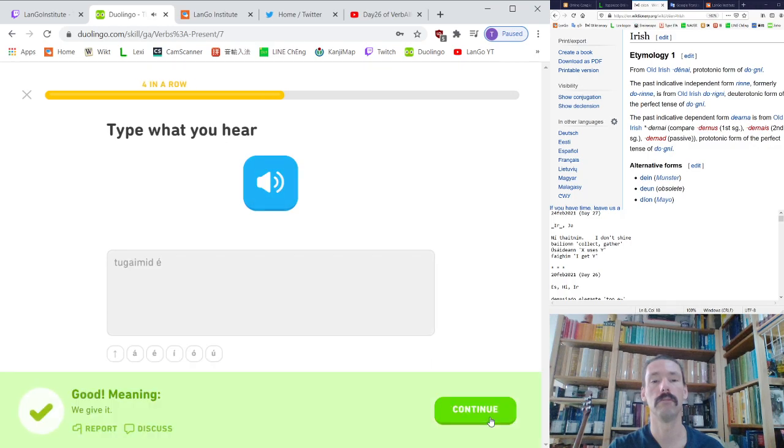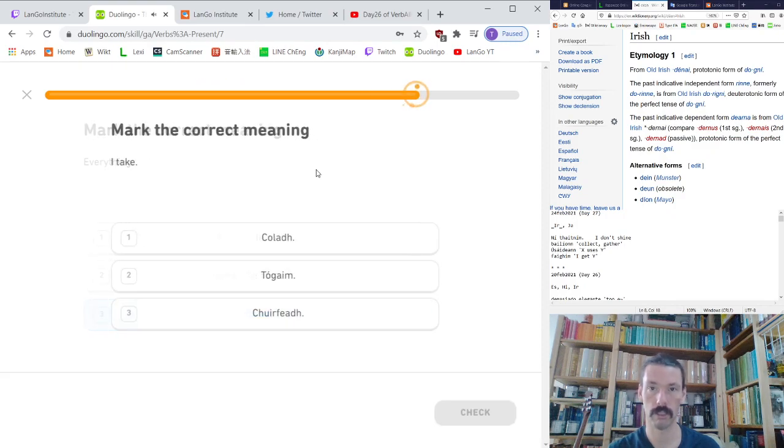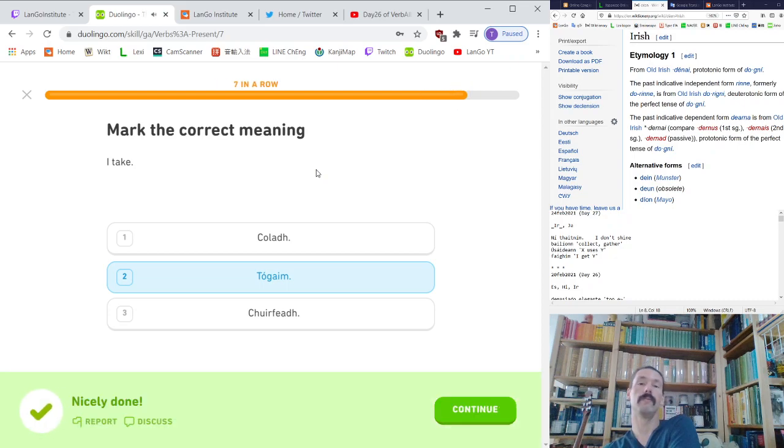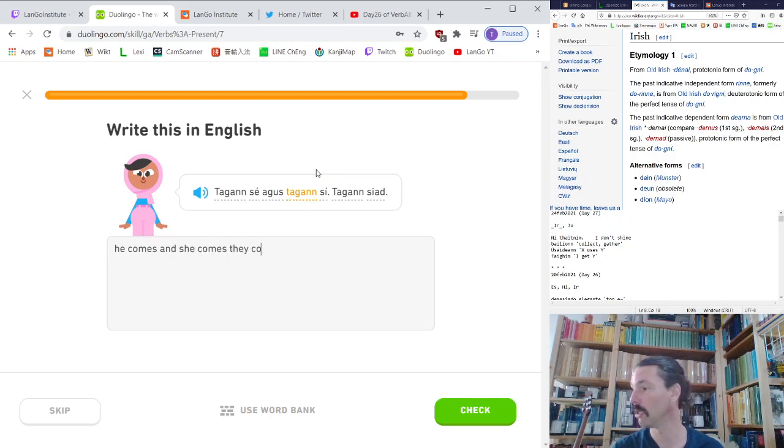Give it. Give, tug. Give everything to you. This looks, number one, like a good candidate. Tugaim, I give. Gach rud, object, everything. Duit, to you. Everything is gach rud. I take, tógaim. Tagann sé agus tagann sí. Tagann siad. This is the verb of coming towards the speaker. He comes and she comes, they come.